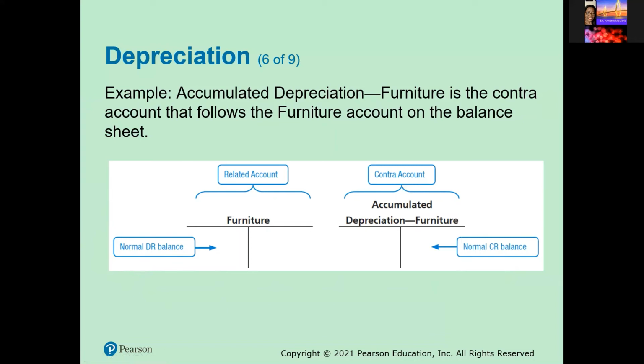Again, as I stated earlier, a business may have a separate accumulated depreciation account for each depreciable asset, or it may have only one accumulated depreciation account for all depreciable assets. Now, the furniture account is labeled related account and the debit column is labeled normal debit balance. The accumulated depreciation furniture account is labeled contra account and the credit column is labeled normal credit balance.